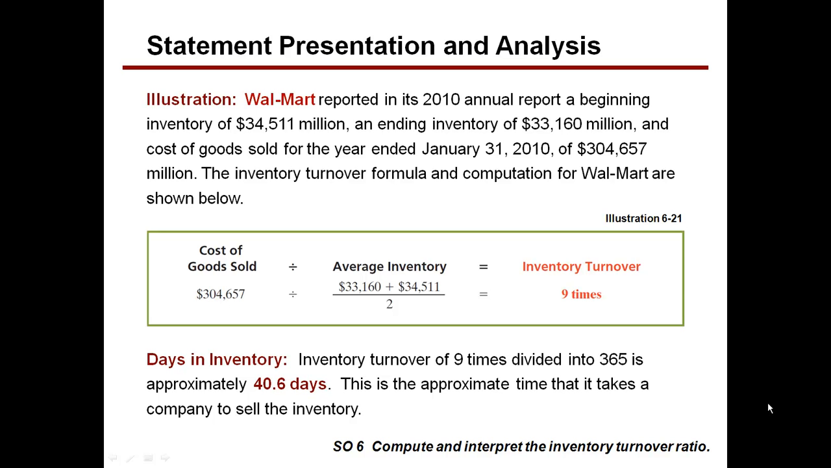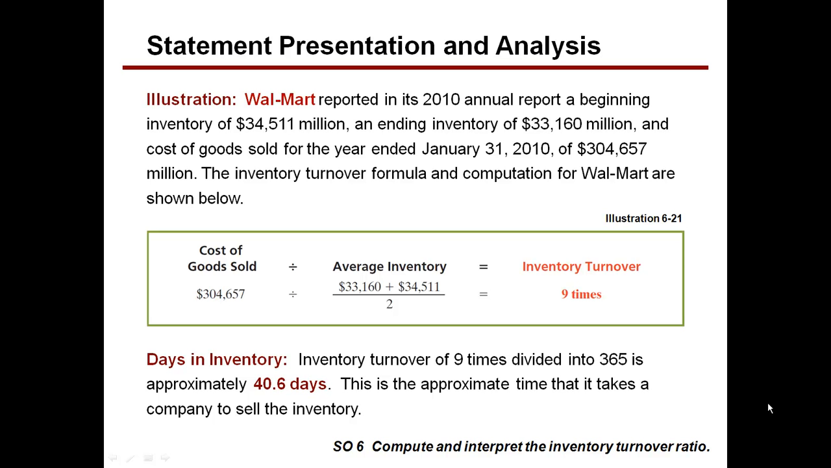That means during the year, our average inventory was sold 9 times. Again, the higher this turnover ratio, the better. Inventory is fresher, less subject to obsolescence. Let's calculate days in inventory.